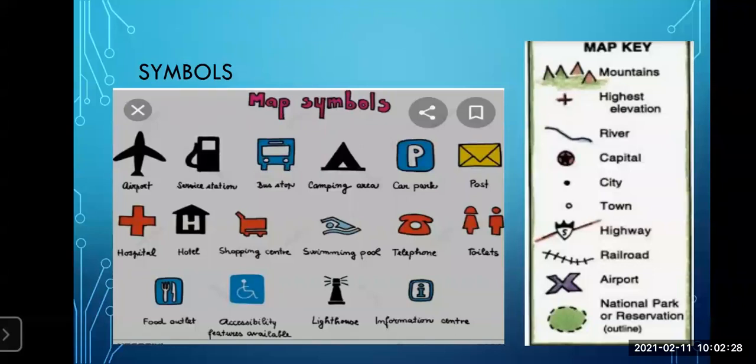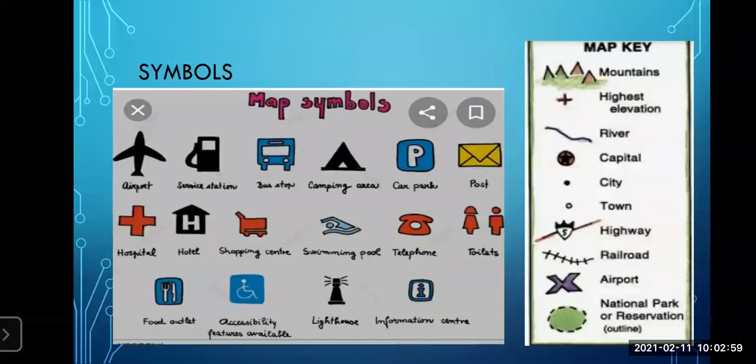Then river. Now river also, you must have seen the symbol in this. Then capital. Whenever you're showing a city, you will show it by a small dot, and the capital will be a little bit different, a not totally filled dot. Then town also in the same way. You can do a little bit of modification also over here. Then highway, highways are shown this way, or H is also shown most of the time.